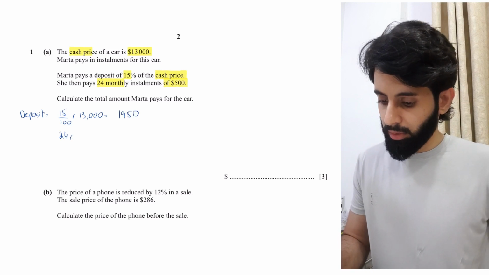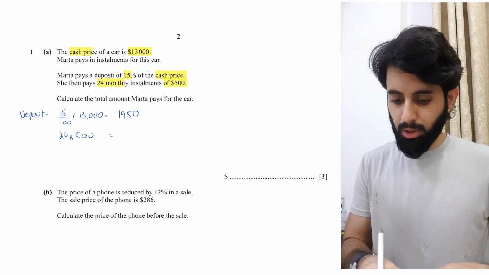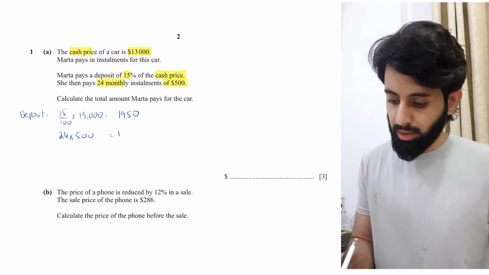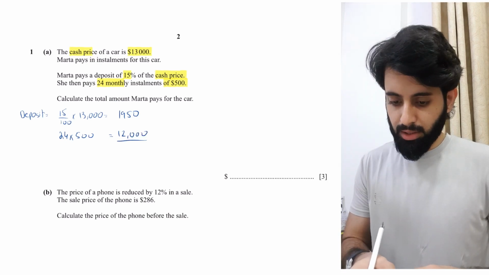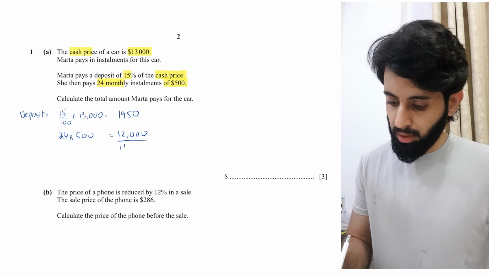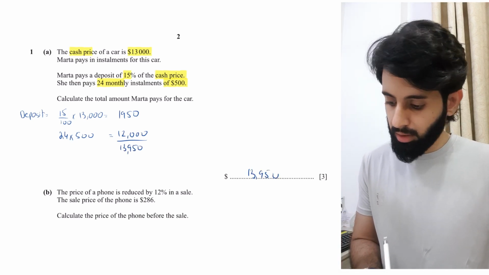Then she's paying 24 monthly payments of 500. So that's a no-brainer. 24 times 500 will give us the total amount that she's paying. So 24 times 500 is 12,000. Let's sum it up. 12,000 plus 1950 gives you 13,950. And there you go. That's the final answer. 3 marks in the bag.